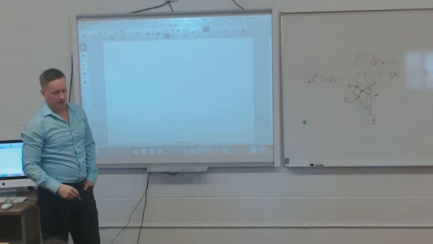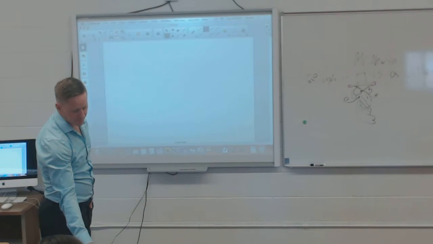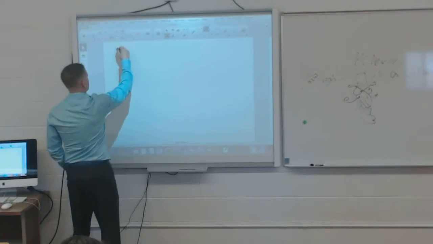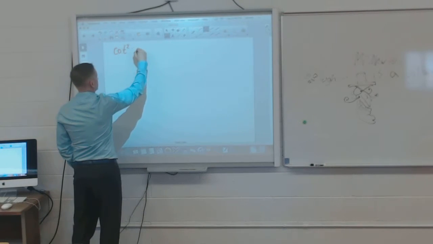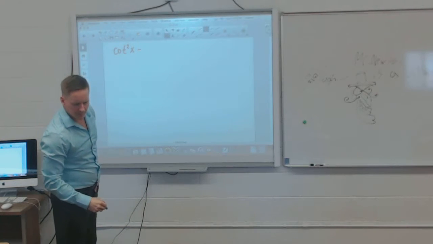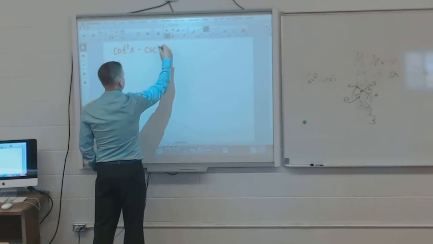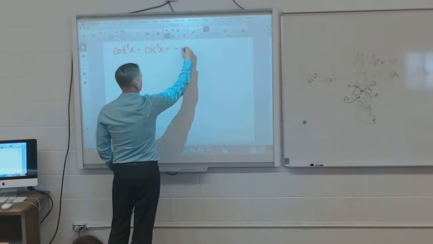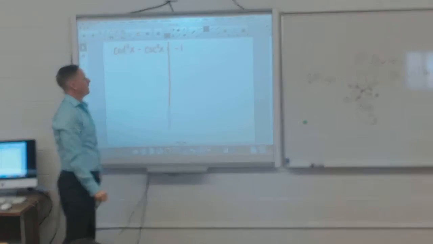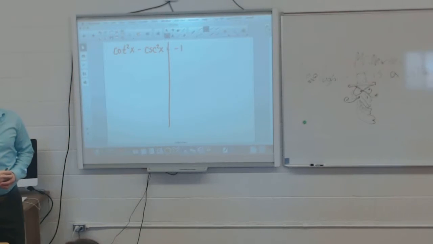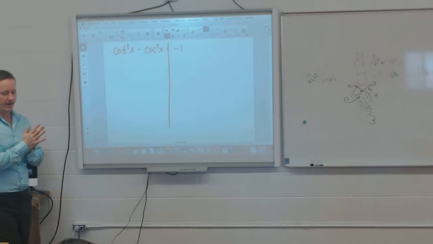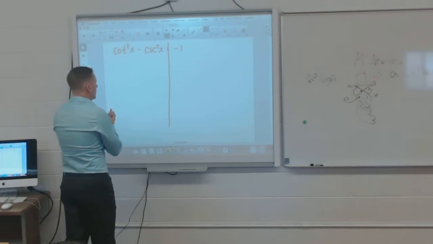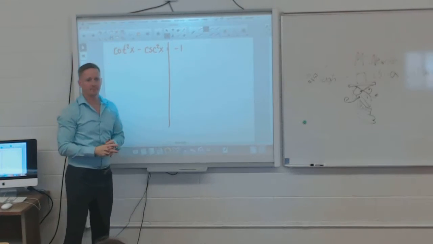So I'm going to look at another example here. Verify the equation cotan squared x minus cosecant squared x equals minus 1. Alright. So I'm going to do this without the pi over 4 value to start with, okay? Because I want to show you how complicated this can get, or how uncomplicated it can get. Alright. So I got to get this to minus 1.